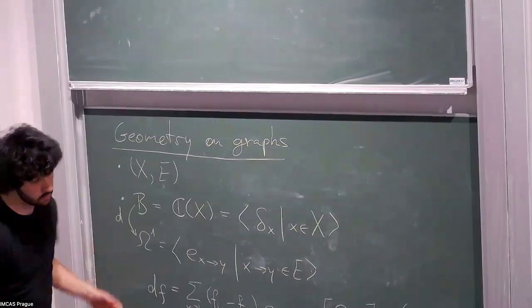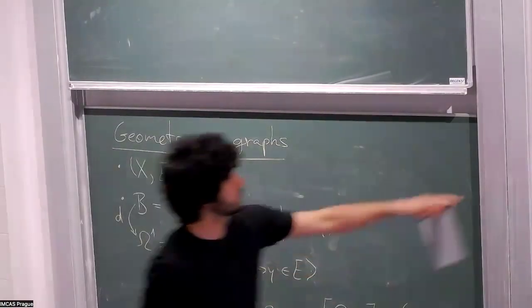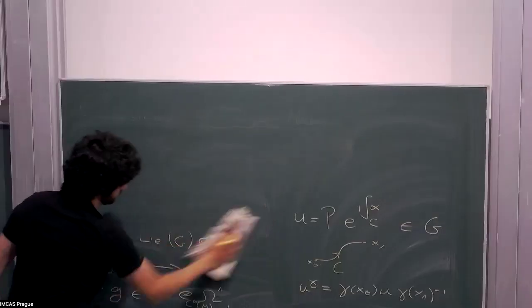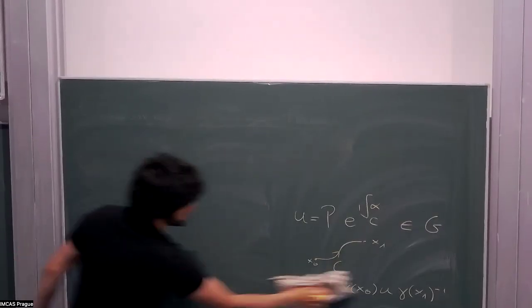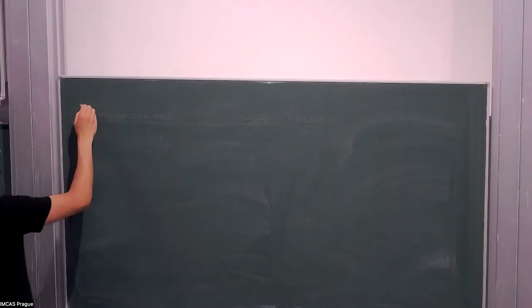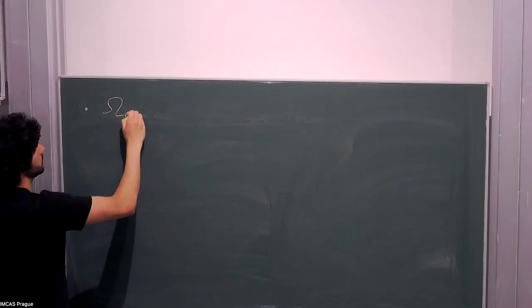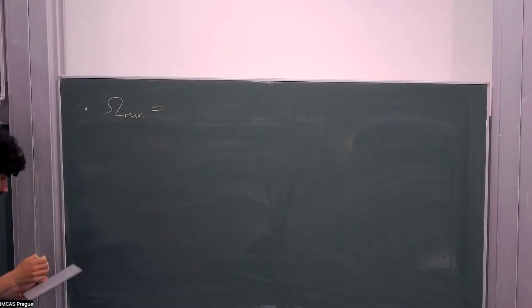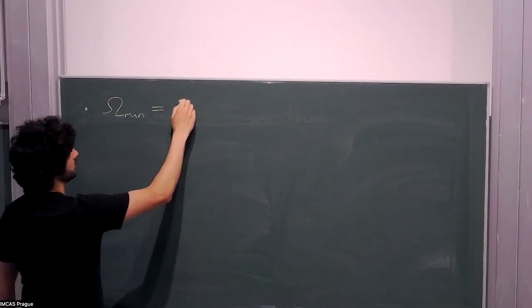Great, and now let me delete this. Now we can extend this to a whole exterior algebra, and there are several ways of doing this, but we'll only look at one. We talk about the minimal calculus. There's also the maximal calculus and two others in between. But today let's focus on this one.